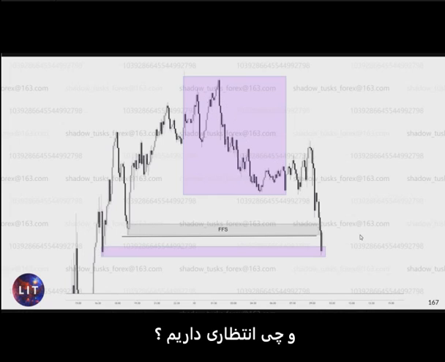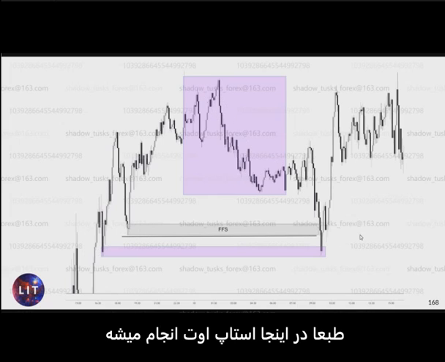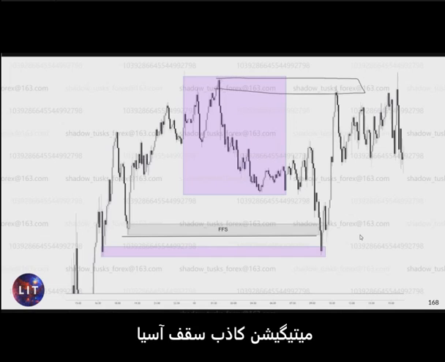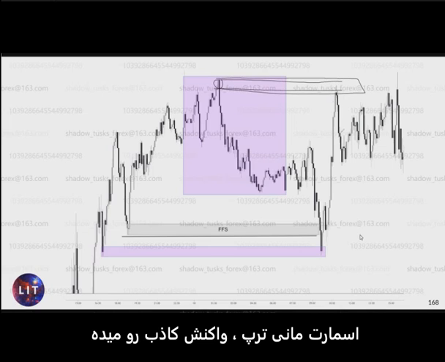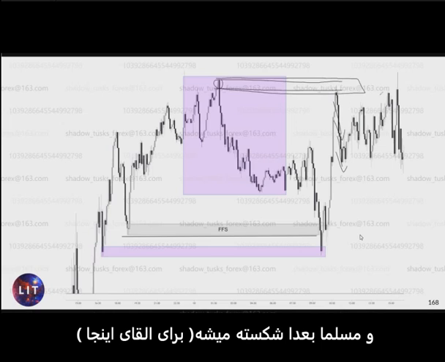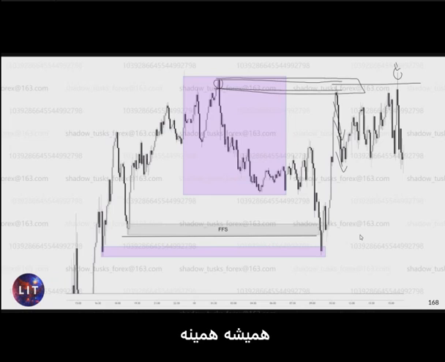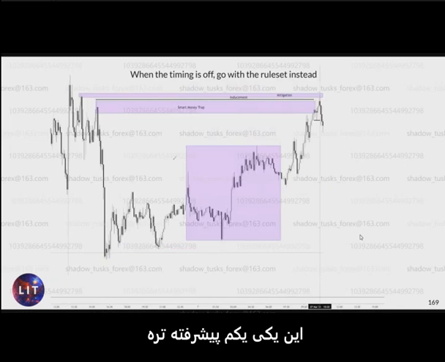And what do we expect? Of course, here's the tube. And again, what do they do here? Faking the Asia high mitigation. Smart money trap gives the false reaction. And of course, breaks later with that inducement in here. Repetition. Always the same intraday approaches. Okay. Another one, a little bit more advanced one.